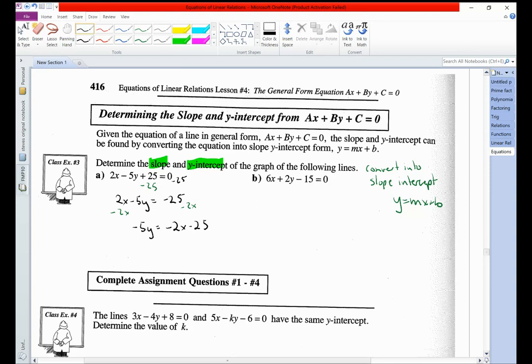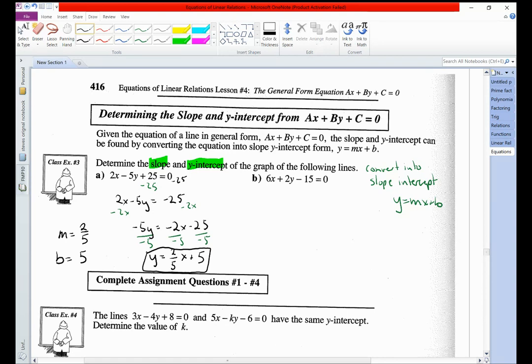And now I want to get rid of that negative 5 multiplied by that y, so I can divide every term by negative 5. You have to do this to every term. And we are left with y on this side. Negative 2 divided by negative 5 is 2 over 5x. And negative 25 divided by negative 5 gives us positive 5. So there's the equation in slope-intercept form. So now I know that for A, the slope is 2 over 5, and the y-intercept is positive 5. Awesome.